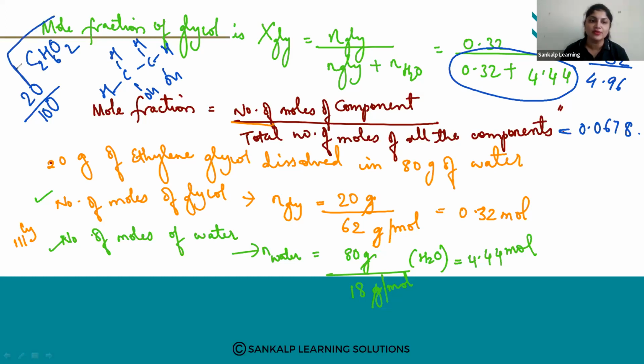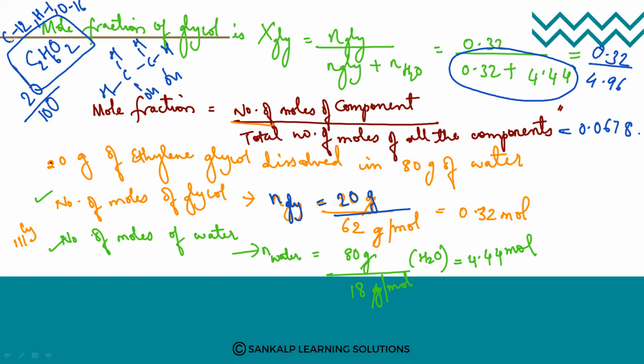So calculate the molar mass. Whenever you want to calculate the number of moles of glycol, it is 20 grams of ethylene glycol that is present. So that is 20 grams divided by the molar mass of ethylene glycol. What is the molar mass? Carbon, the mass will be 12, then hydrogen is 1 and oxygen is 16. Ma'am, 110 will come.